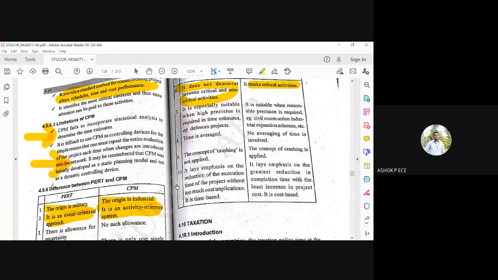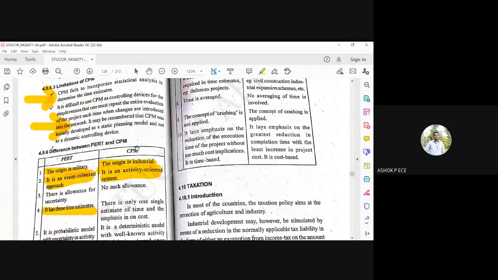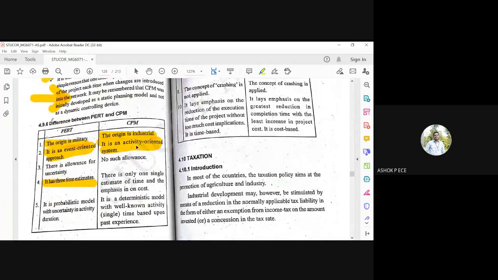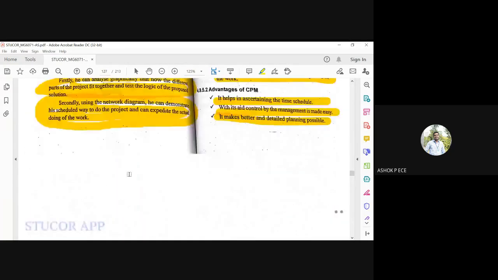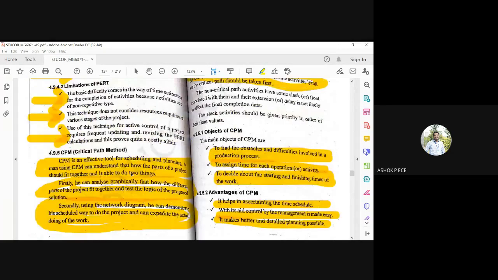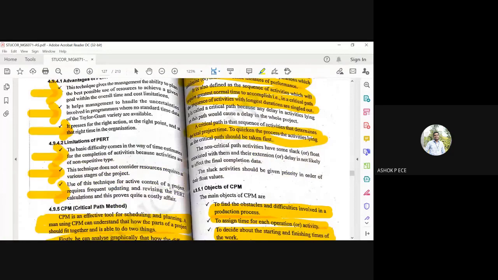If you are going to estimate time and go by the time, you will be using PERT. But if you are going to focus on the activity mode, then you will be finding out the cost. So in that case, you will be going for CPM. So CPM and PERT are two techniques for evaluating and planning the project. CPM is critical path method, PERT is project evaluation and review technique.